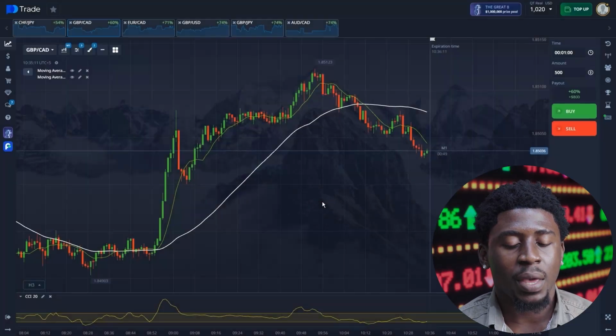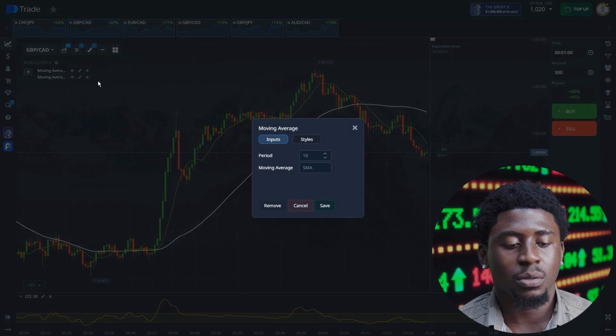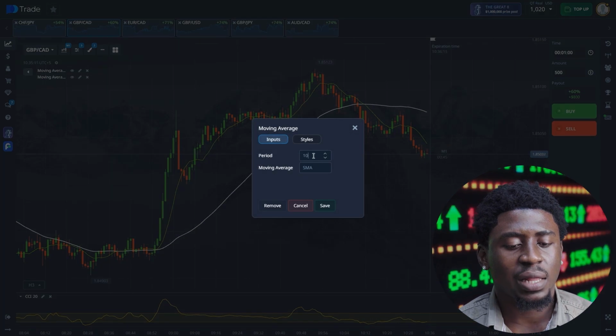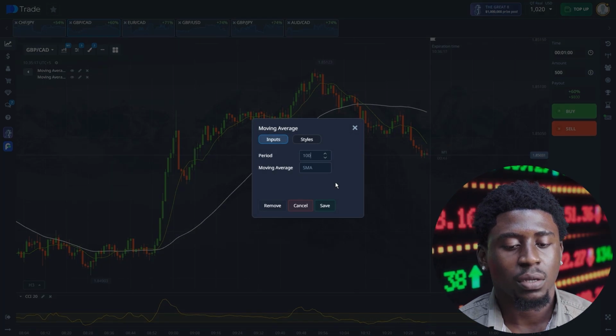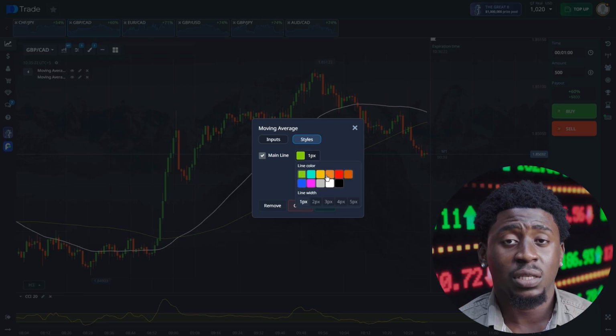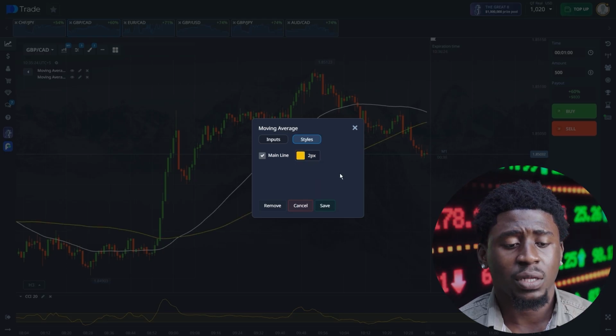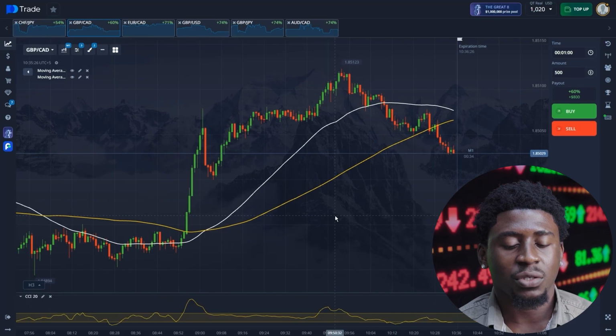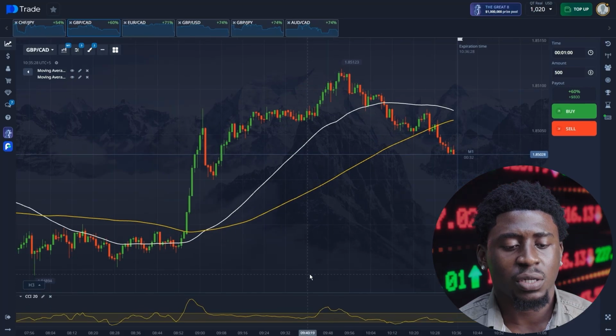Moving to the second MA, we set the period to 100 and also slightly modify its appearance. You can choose any colors you like. The key is being able to distinguish these lines from others. CCI remains unchanged. It works perfectly for our strategy.